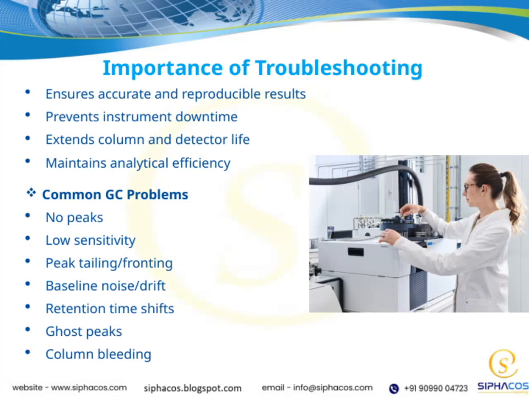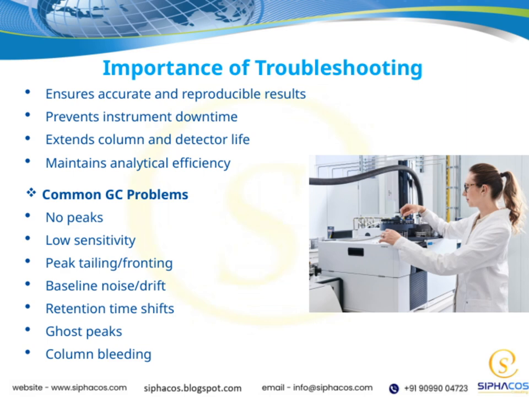Let's take a look at some of the common GC problems you might encounter. First, no peaks can be frustrating because it suggests that your analytes are not being detected at all. Next, low sensitivity means your method isn't detecting the analytes at the required levels, which can lead to inaccurate results. Peak tailing or fronting can distort the shape of your peaks, making quantification difficult. Baseline noise or drift can obscure signals and reduce the precision of your measurements. Retention time shifts can cause issues with identifying compounds consistently.